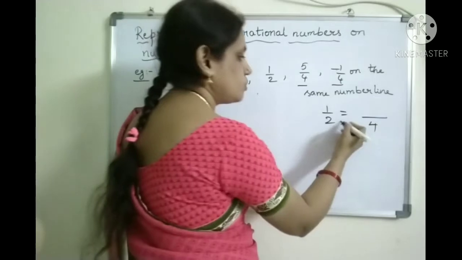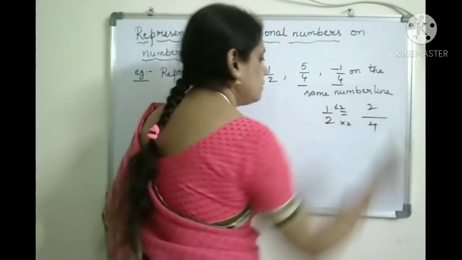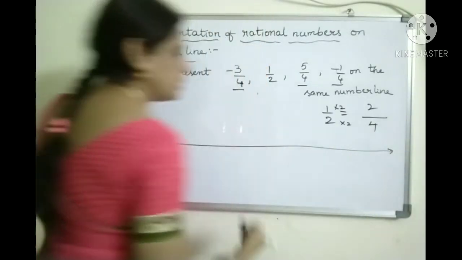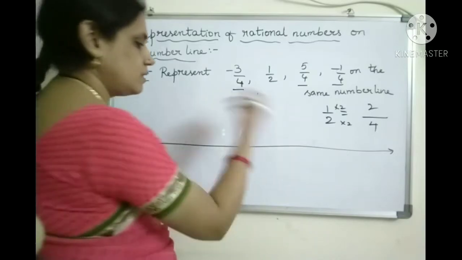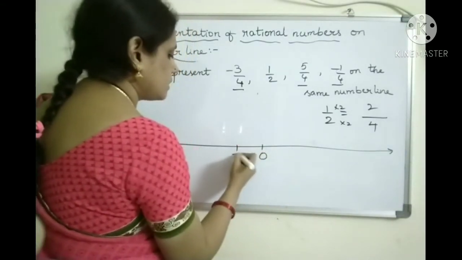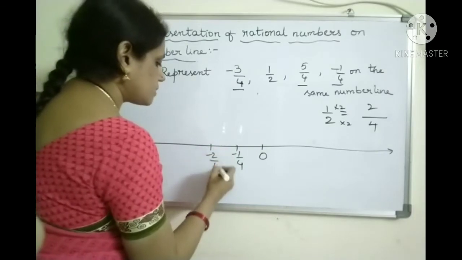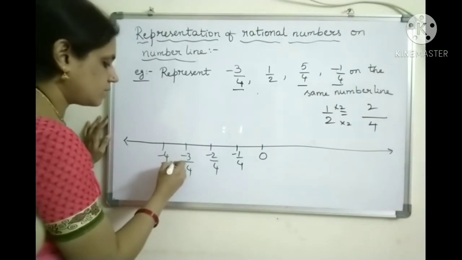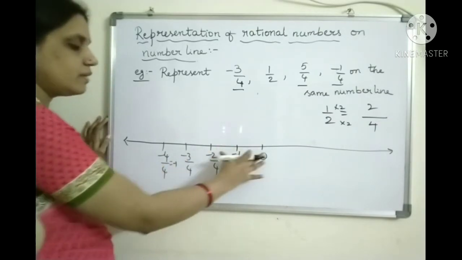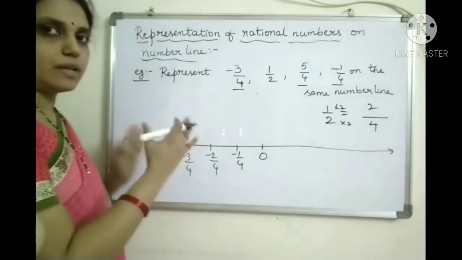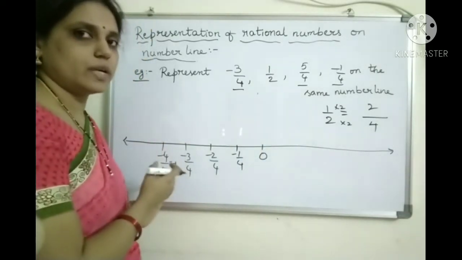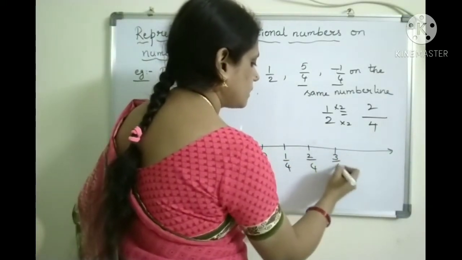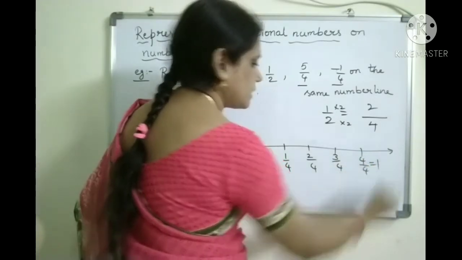What we have to do? Multiply by 2 in numerator and denominator, so 2 by 4. Now all the rational numbers, whatever they gave in the question, have the same denominator, so now we can represent them on the same number line. So 0, minus 1 by 4, minus 2 by 4, minus 3 by 4, minus 4 by 4. Minus 4 by 4 is nothing but minus 1 actually. So the interval from 0 to minus 1 is divided into 4 parts since the denominator is 4. Now here 1 by 4, 2 by 4, 3 by 4, 4 by 4. 4 by 4 is nothing but 1.